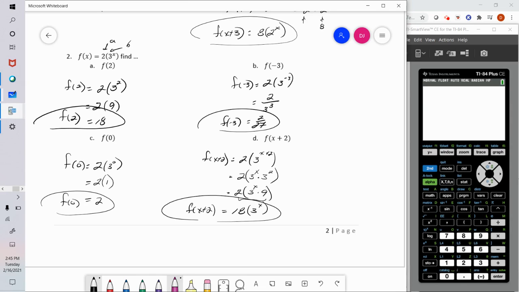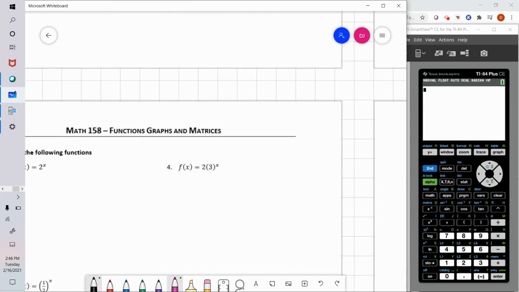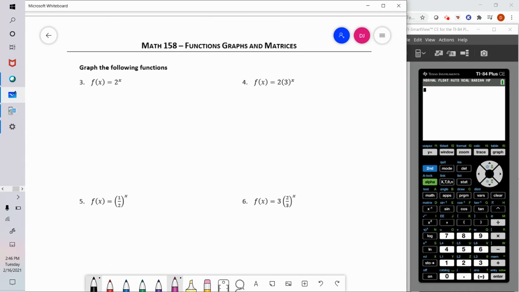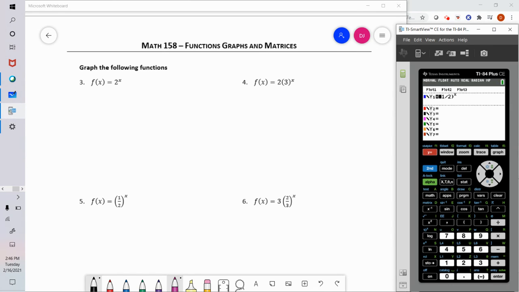Okay, so let's go on and let's look at graphing exponential functions. How do I graph an exponential function? We could go right to the calculator, I suppose, and just put one in. I guess, you know what, let's do that. Let's go to y equals, let's clear that out, 2 to the x. And let's just get an idea of what that's going to look like. It's always a good idea to hit zoom 6.